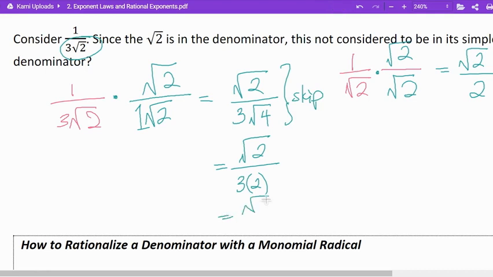And so I get root 2 over 6. And that is a simplified form of this fraction. Okay, this is how I have rationalized the denominator. Now, the denominator is a rational number, meaning there are no endless decimals. Okay?